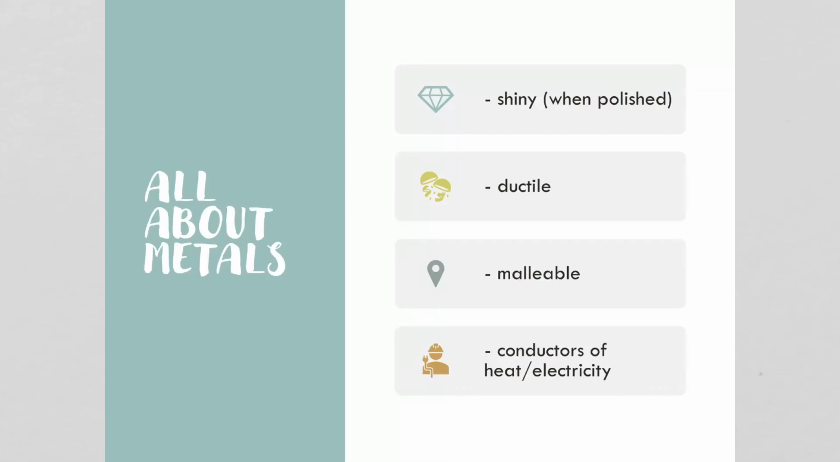So in grade 9 and grade 10 and even now, we've discussed the properties of metal. So metals are shiny. They're not always shiny at the outset. Sometimes you have to polish them to make them shiny again. They're ductile, which means that you can pull metals into wires. They're also malleable, so you can hammer them and they'll flatten out. And then finally, they're really good conductors of heat and electricity.